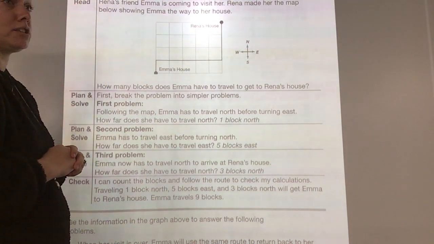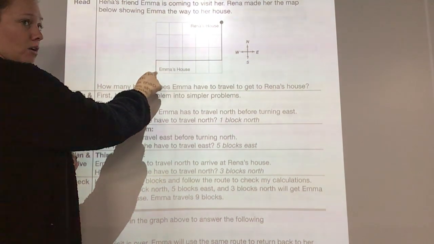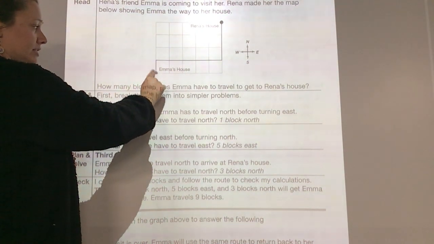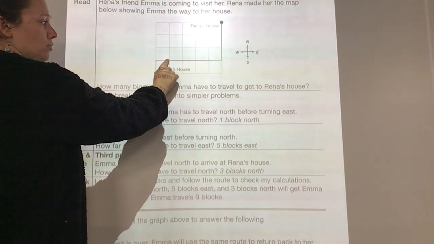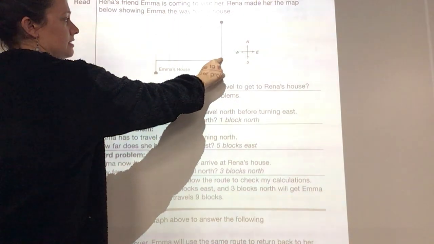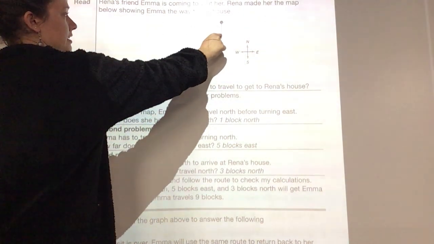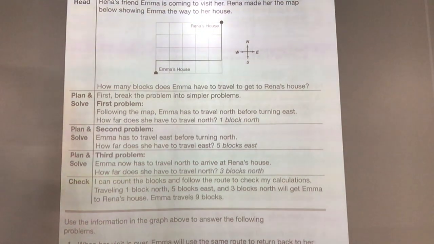Let's count how many units total it's going to be. Ready? So we start here. Do I say 1 right here at my coordinate? No, because I haven't moved yet. This is just where I start. Ready? 1, 2, 3, 4, 5, 6, 7, 8, 9. How many units from Emma's house to Raina's house?